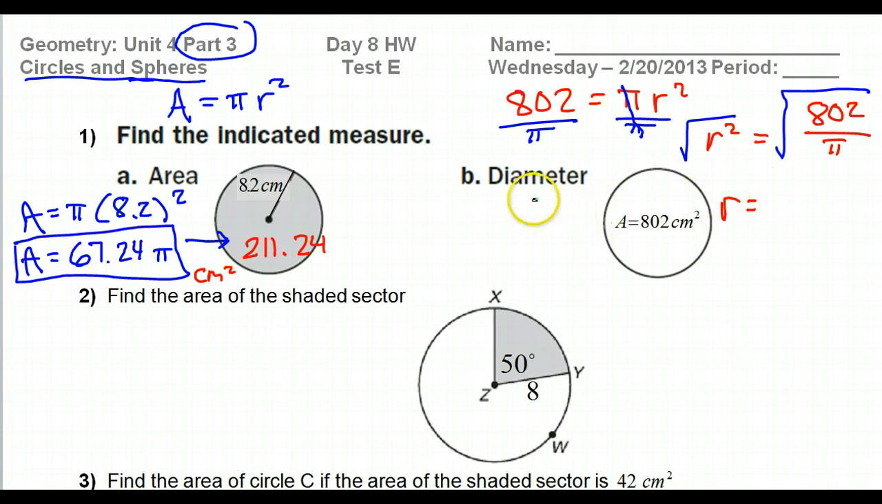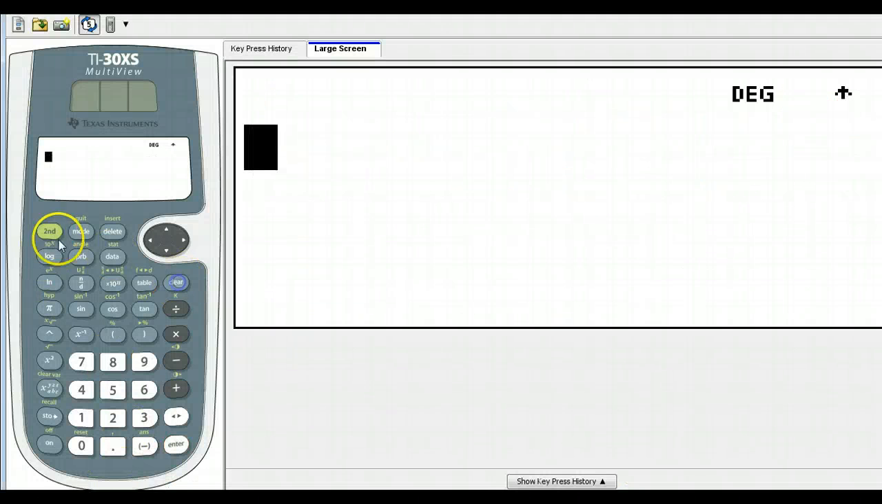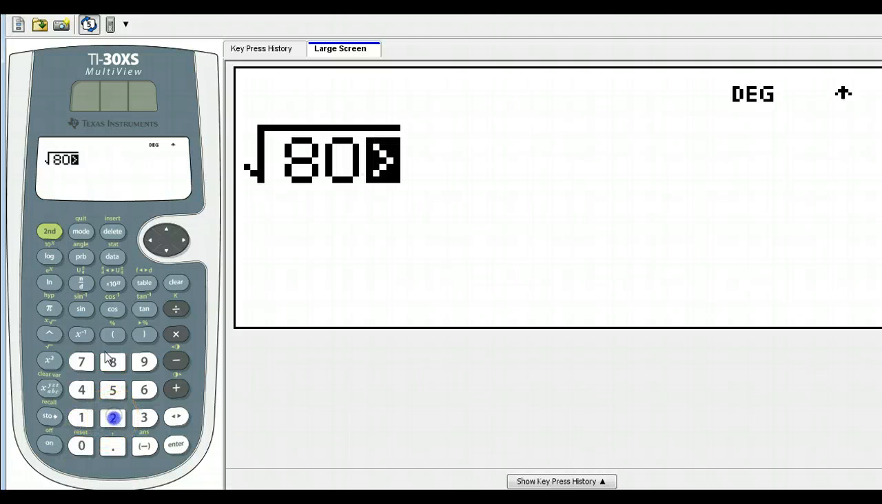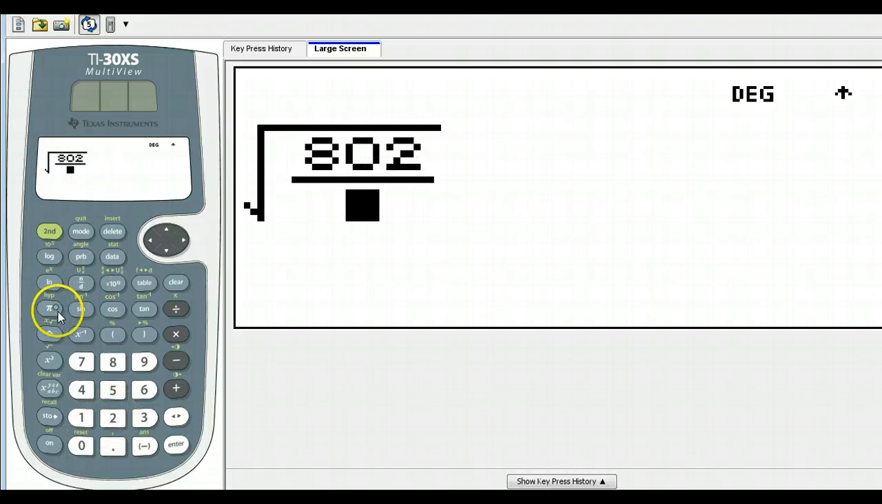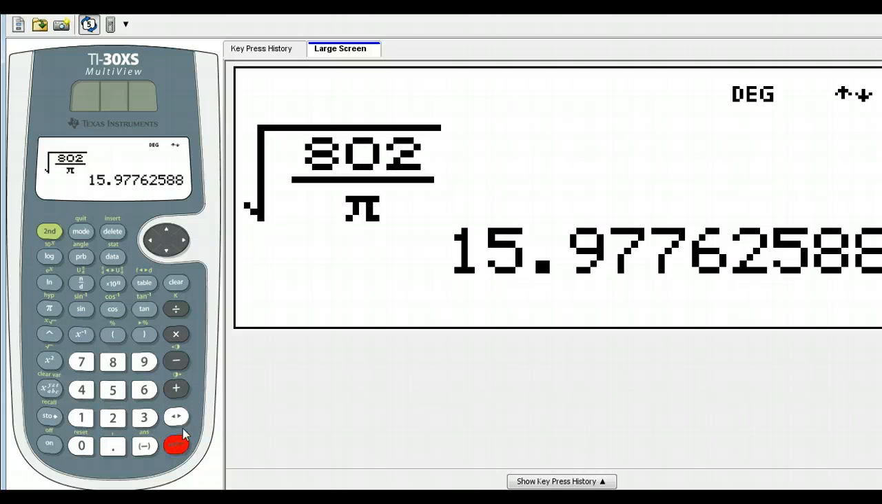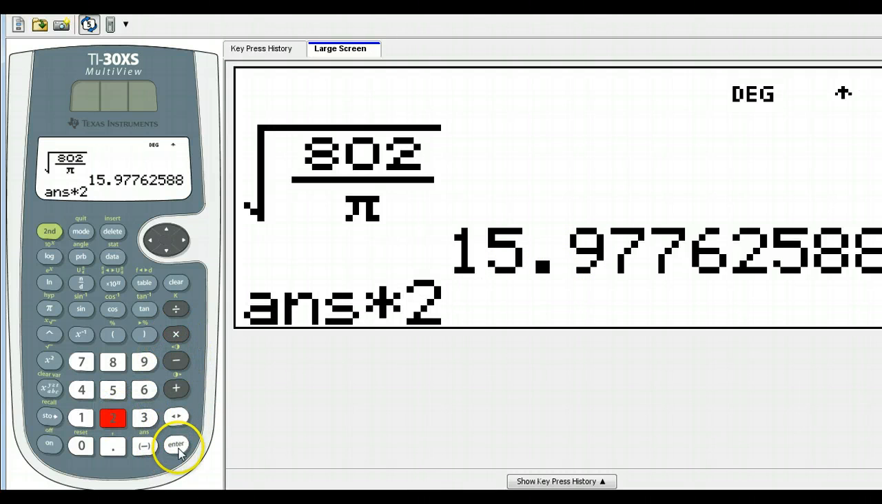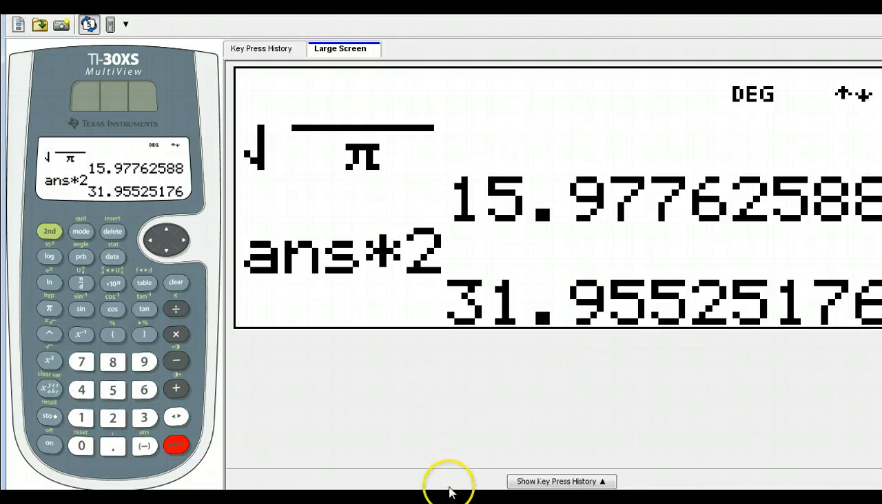Whatever that is, we're going to have to double it, because don't forget we're looking for the diameter. So let's put this in the calculator. Square root of 802 over pi gives us that. Alright, now remember that that is the radius, so I'm going to go times 2, and that will be the diameter.